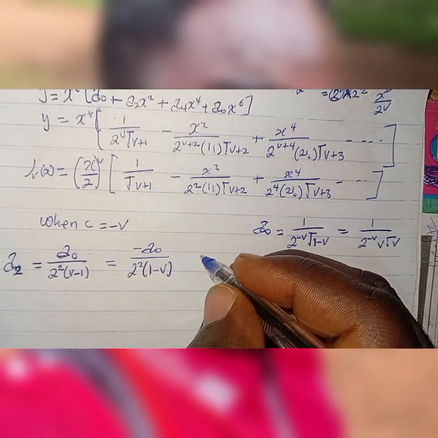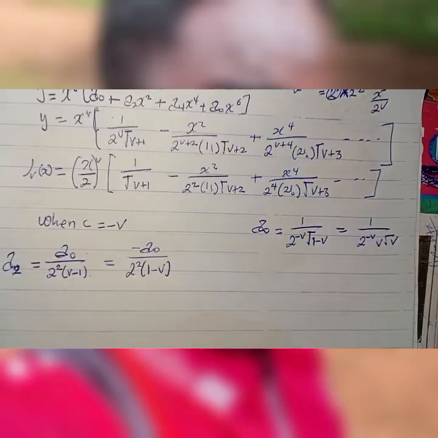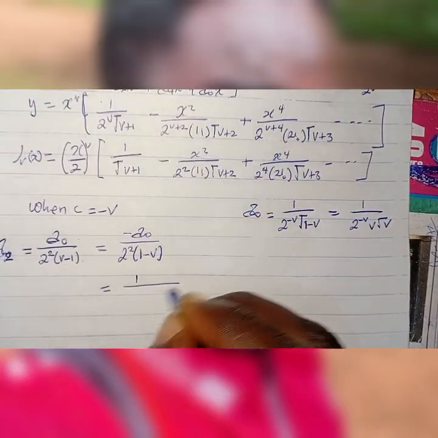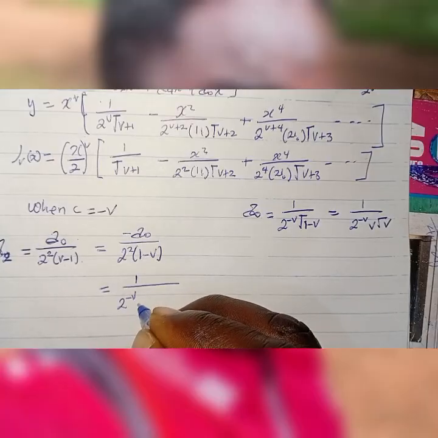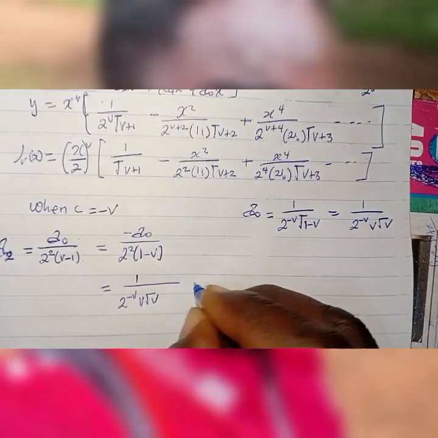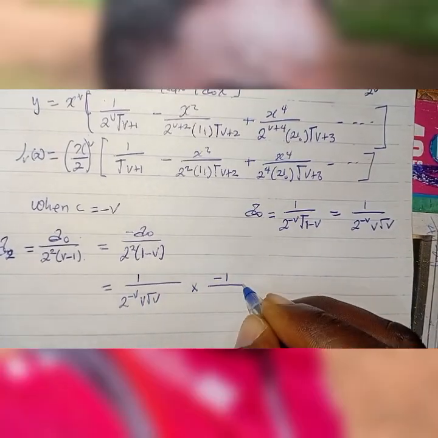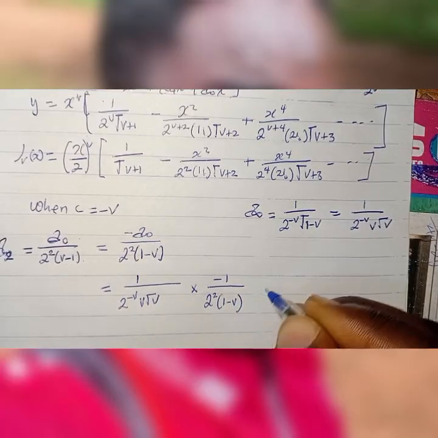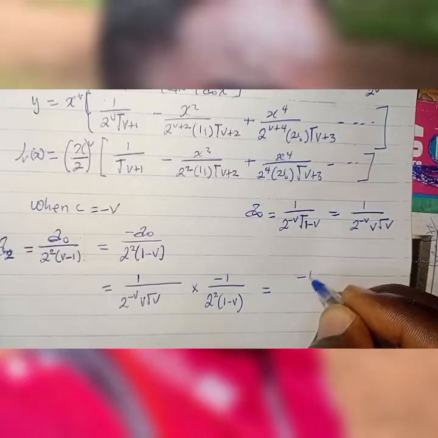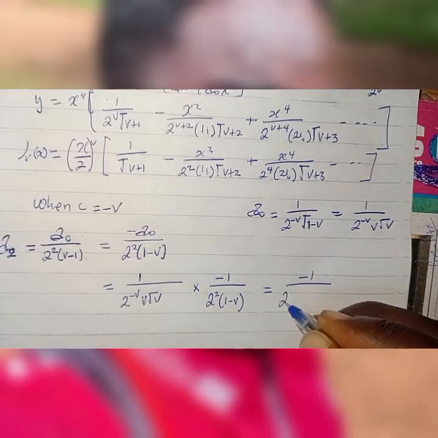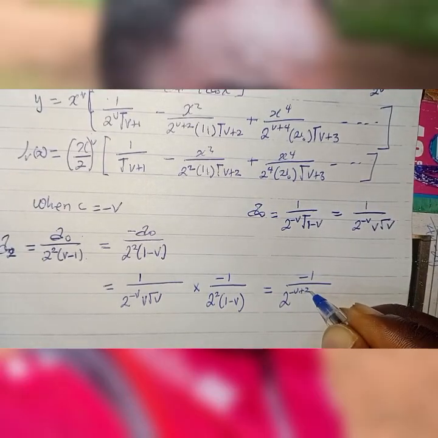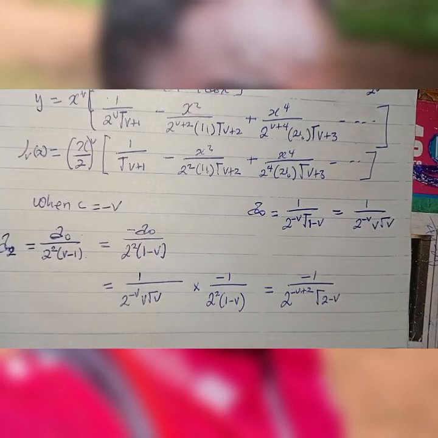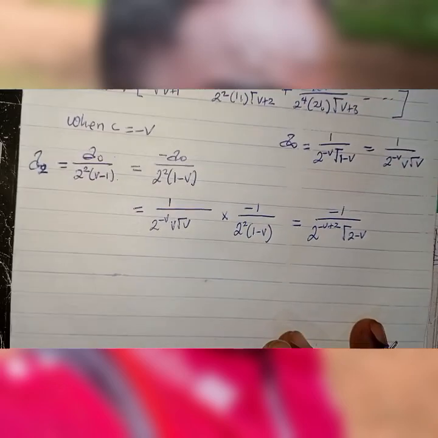Now, this is going to be the a naught. What is a naught? A naught is 2 raised to minus v gamma v multiplied by minus 1 over 2 raised to power 2, 1 minus v. Which is going to be minus 1 over 2 raised to power minus v plus 2, gamma 2 minus v. So this is what we're going to have.